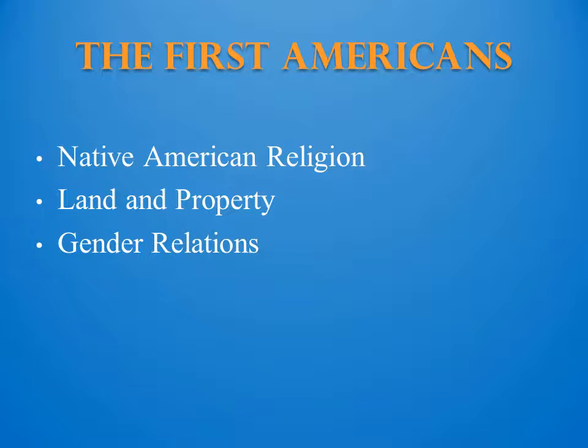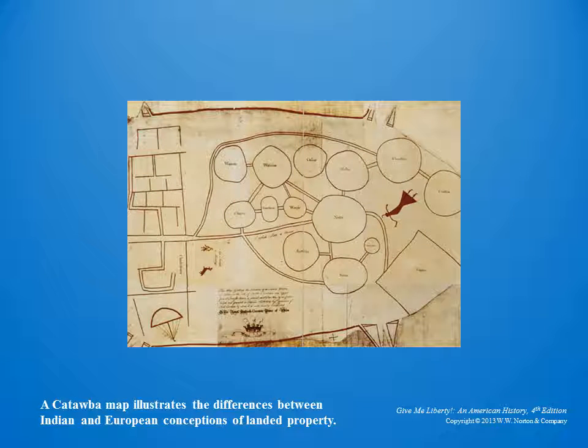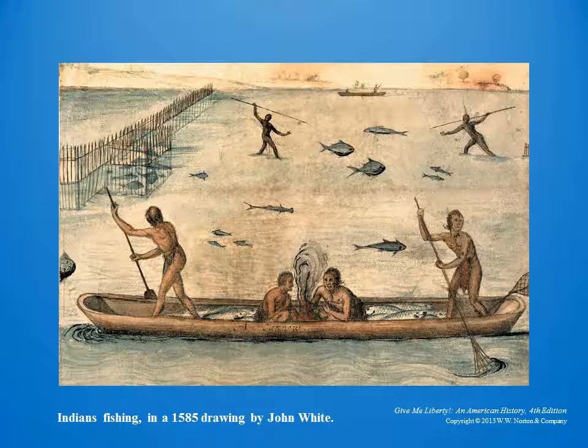We see on this map, this is a Catawba map, that illustrates the differences between Indian and European conceptions of landed property. The map shows not possession of a specific territory, but trade and diplomatic connections between various Native American groups. The colony of Virginia is represented by the rectangle in the lower right-hand corner. So again, they're not showing ownership so much as how trade and diplomacy connect the different groups with one another.